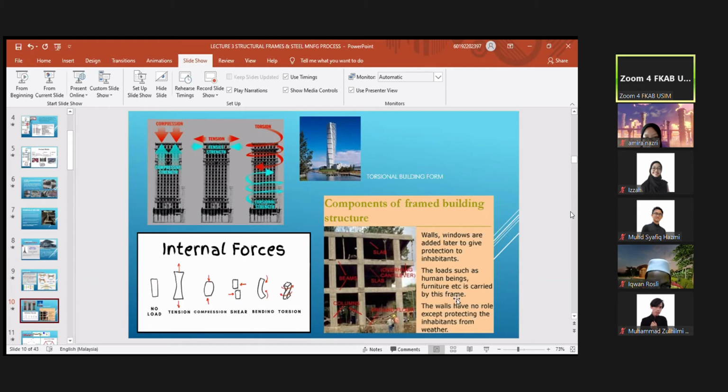I mentioned live load. This one is dead load: the frame, the floor slab, and everything that has been fixed here. They call it dead load. Live load is human beings, furniture, etc., carried by the frame. For a bridge, the bridge is dead load, but the vehicles that go over the bridge they call live load. Walls have no role except for protecting inhabitants from weather, so there is no role in terms of structure here.